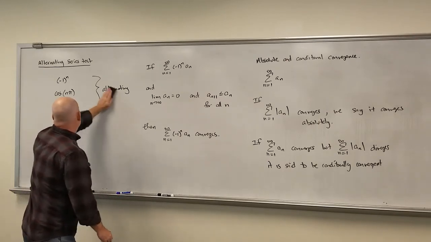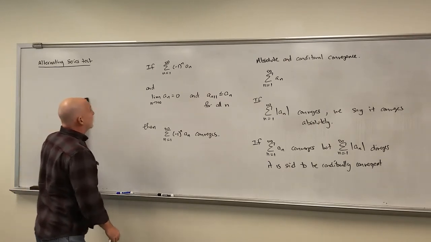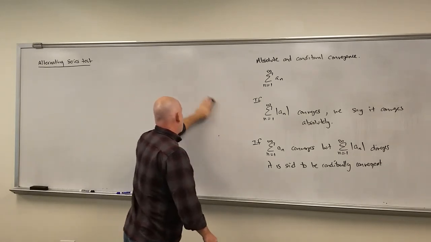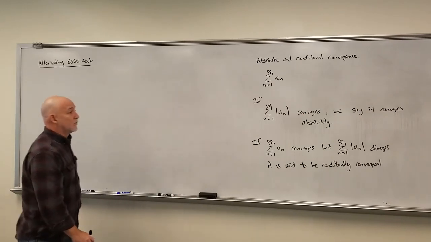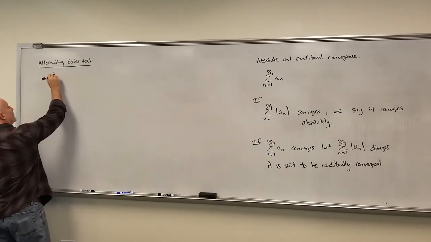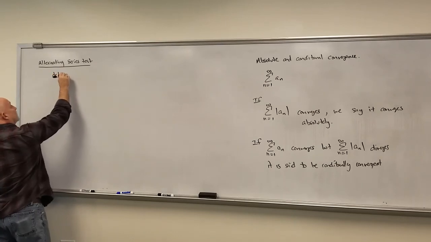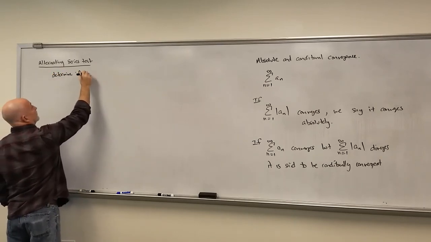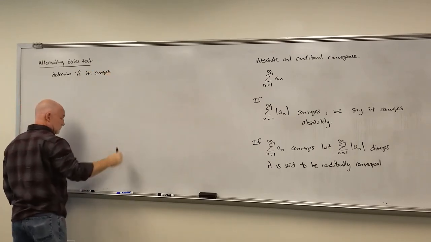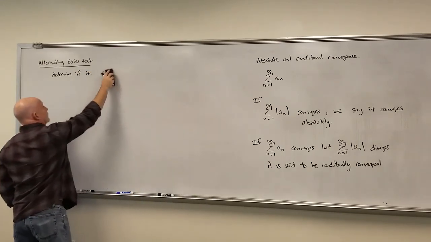All right, let's just try a few examples here of how to use our alternating series test and how to determine whether things are absolutely or conditionally convergent. So let's start with determining if it converges. I need all the letters in there.